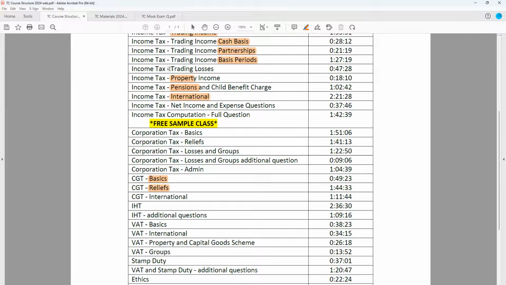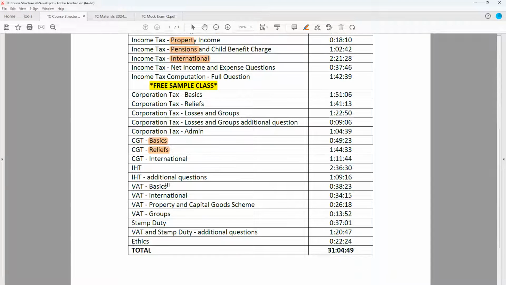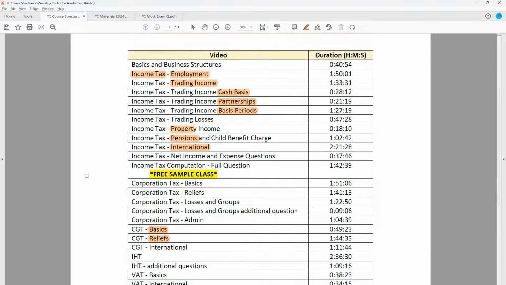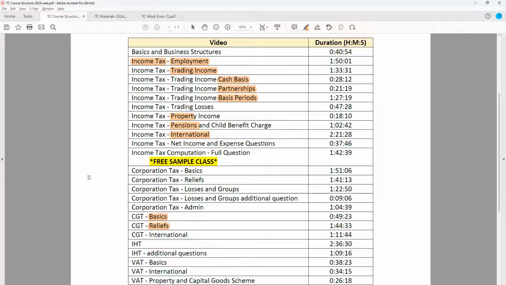And you can see by breaking it down into smaller parts like this, it makes TC much more manageable. As I said, it's a big syllabus, TC, but we're going to break it down one topic at a time so that you can just master and conquer TC in small bite-sized chunks.